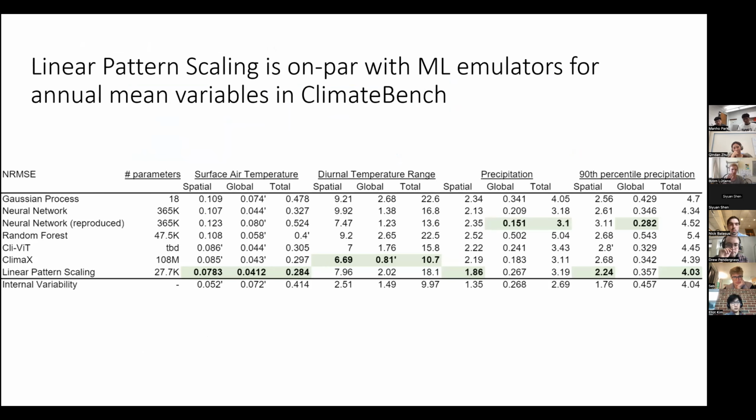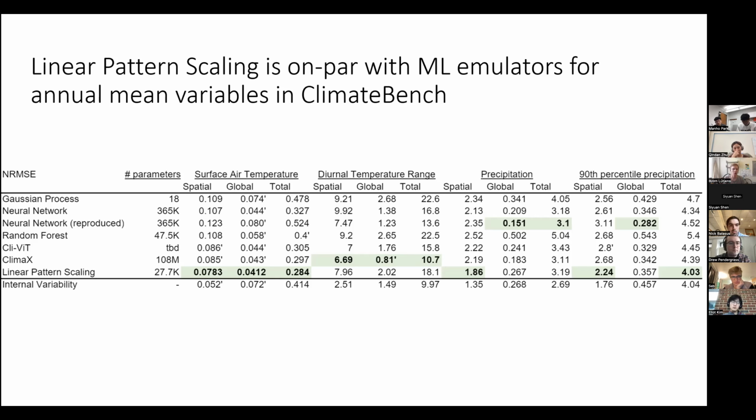I couldn't actually believe that it's that good, but the linear pattern scaling on the other variables of the data set, which are the surface air temperature, that's what I showed you right now, but there's also diurnal temperature range, precipitation, and 90th percentile precipitation. The linear pattern scaling outperforms all deep learning models in the spatial precipitation, the spatial 90th percentile precipitation, and the spatial surface air temperature. So overall, we've seen that the linear pattern scaling model is better than these neural network-based models for predicting spatial patterns.